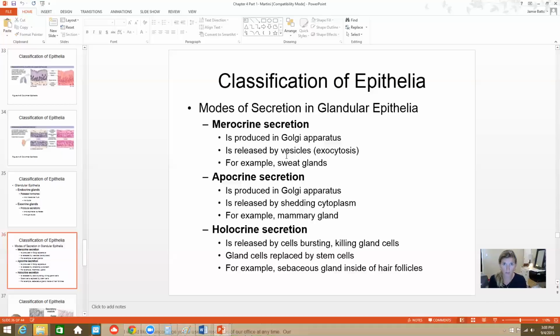Holocrine secretion is where the entire cell bursts and is destroyed by whatever the secretion is. So this would be like a sebaceous gland inside of the hair follicle. When the hair follicle is moved by the erector pili muscle, a little bit of that sebaceous gland is squeezed, and those cells are literally bursting with sebum, with oil, which comes onto the surface of the hair.